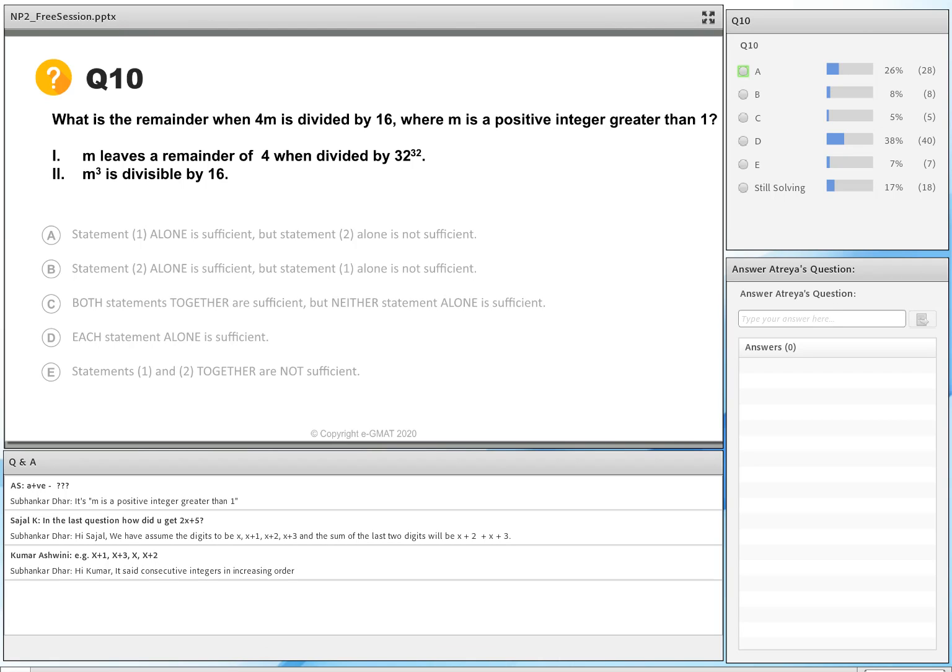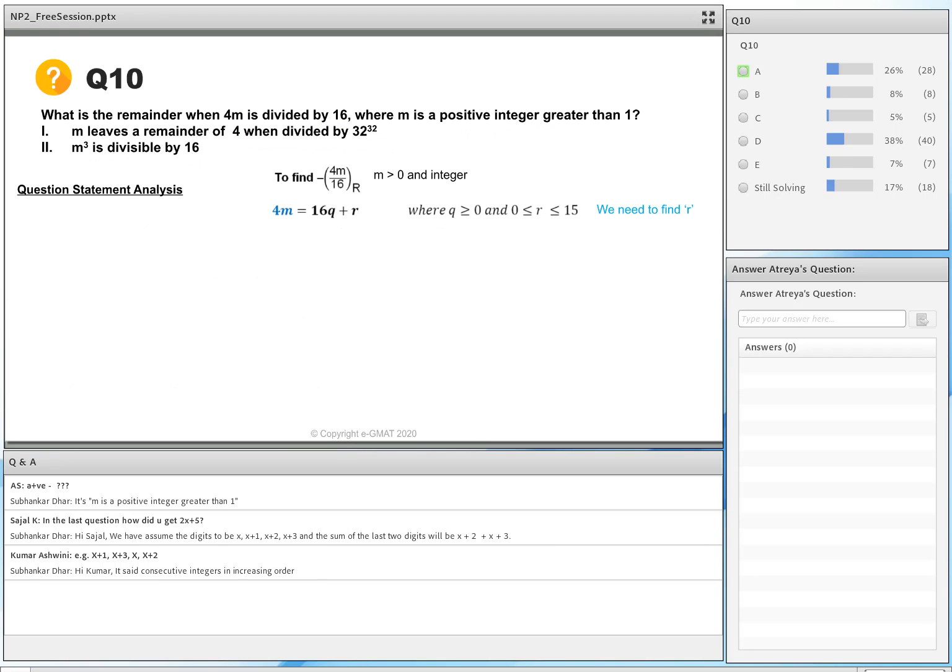To solve a DS question properly, I need to infer what the question statement is giving me. That implicit, explicit information that's there in the question statement, I need to understand that properly. Now, in the question, it is given: what is the remainder when 4m is divided by 16, where m is a positive integer greater than 1. So what are the constraints? m is a positive integer greater than 1. And we need to find out what is the remainder when 4m is divided by 16.